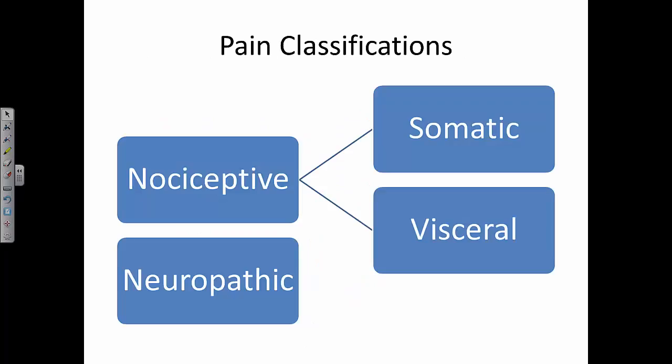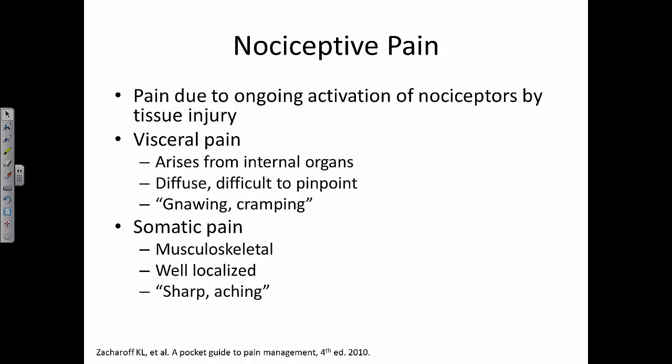In terms of talking about different types of pain, we break it into 2 large categories. These are nociceptive and neuropathic pain. Nociceptive pain can be further broken down into somatic pain and visceral pain, which we'll discuss in the next few slides. So what does nociceptive pain mean? This is pain that's due to an ongoing activation of nociceptors by tissue injury. And what are nociceptors? Well, these are sensory receptors that are located throughout the body.